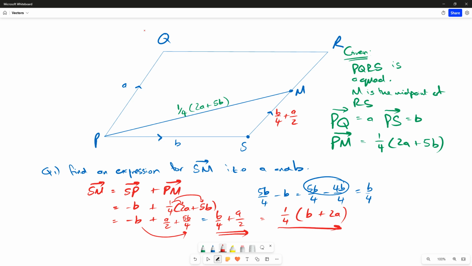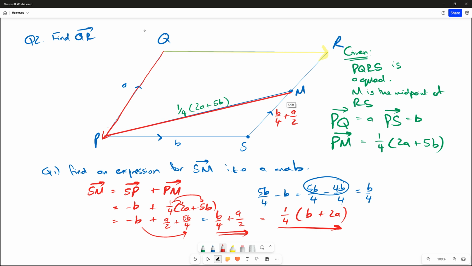Question 2 says, find an expression for QR. So now in question 2, I'm going to write it over here. We want to find QR. It's a quadrilateral, is it? QR is just that line there. So how do we go from Q to R? We can go back this way, and we can go forward this way. So we're going negative a plus this.